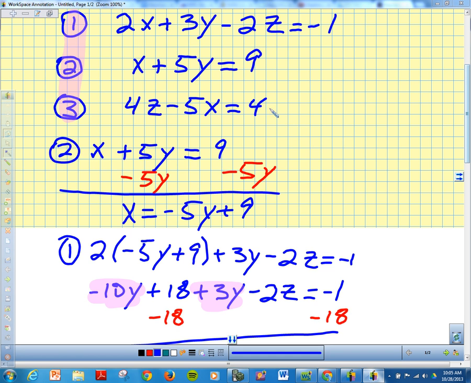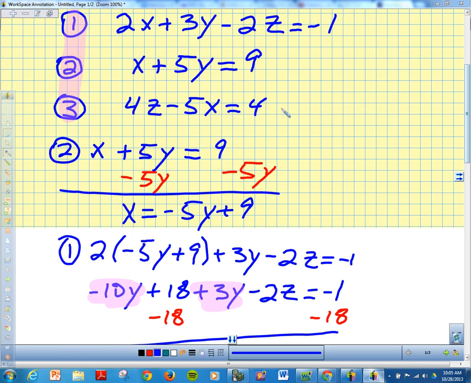Can I plug it into this equation? Why not? I can plug it into this equation. Is my math going to be easier if I do? Totally legal to plug it into this one. If you're paranoid, you can plug it into this one, but you just do more math. Right? So I'm going to plug it into this one.